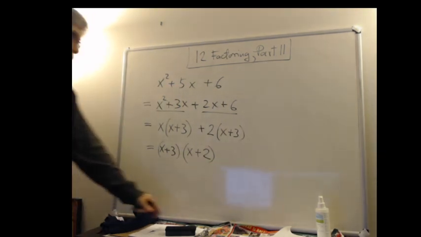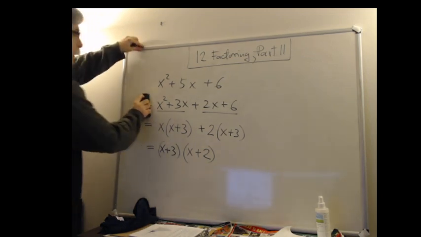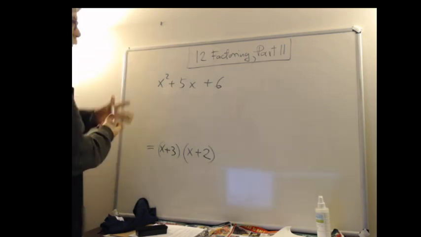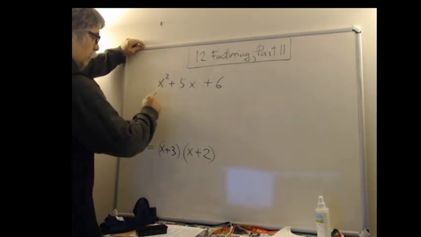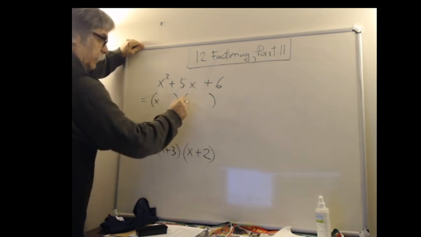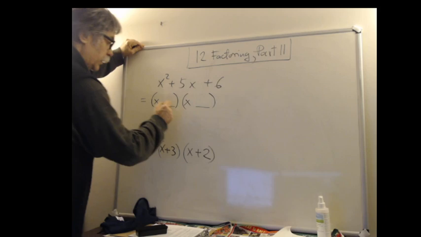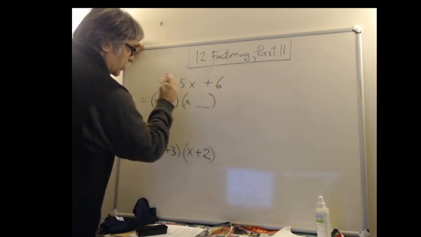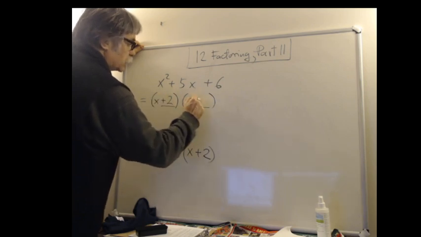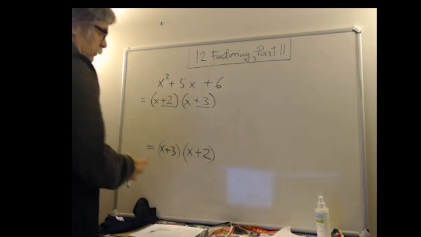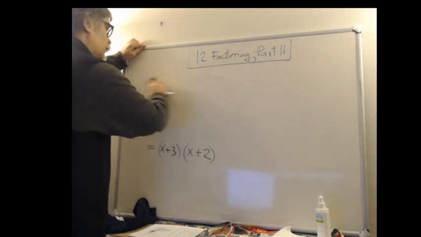If you can remember that, you don't have to do any of the grouping I did. You're going to have an x here, and here, and here. You'll have two numbers whose product is this number and whose sum is this number. And that is in this case 2 and 3. So that's much easier. Instead of doing factoring by grouping, you have that immediately. Okay? Let me give you another example.